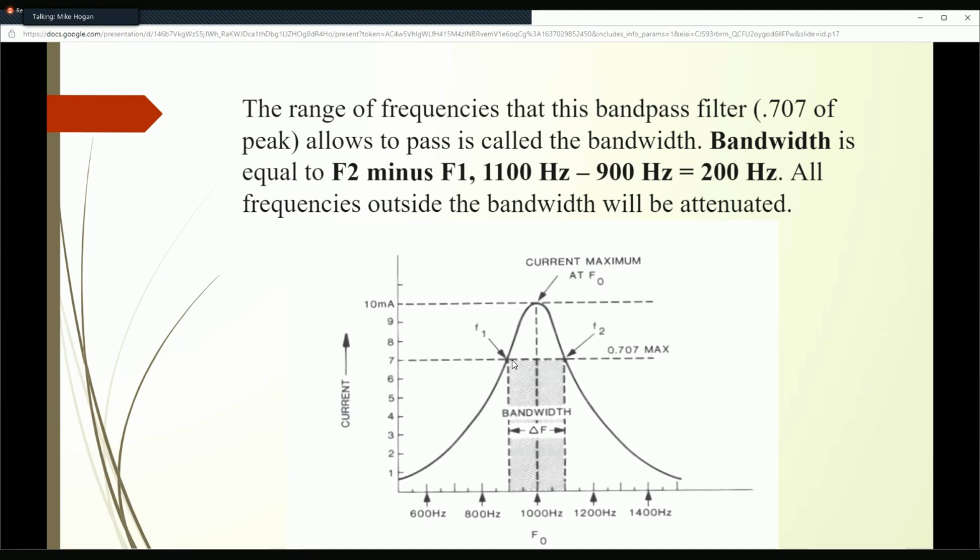We're talking about, let's see, we've got current, our frequencies at the bottom. We've got our resonant frequency listed here. And so you can see the current is at its max at this resonant frequency. And we've got our half power point, or 0.707 at F1 and F2.